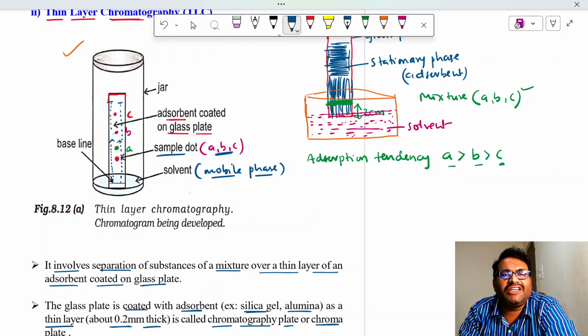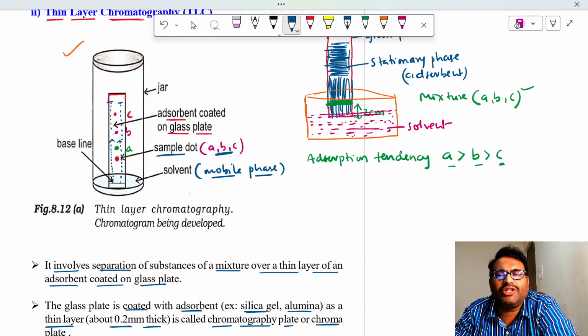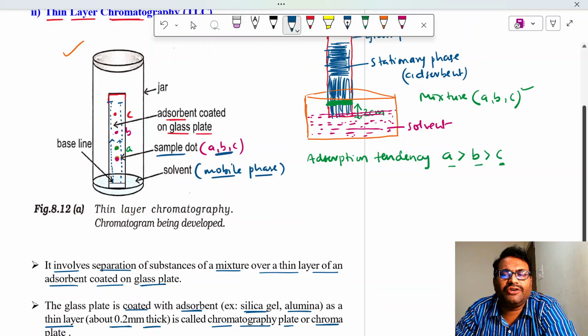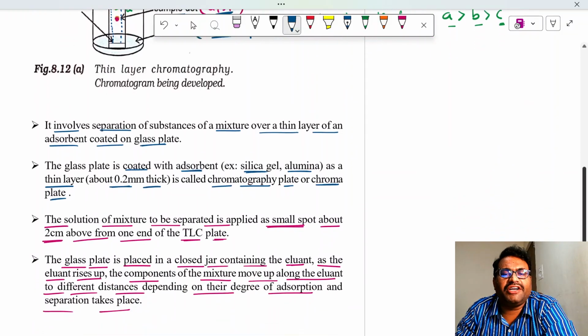So this is what thin layer chromatography is. Very much similar to column chromatography, but in the column we take it in the opposite direction. Here we take a thin glass plate. On this glass plate, we paste silica gel or alumina gel, and the process continues.